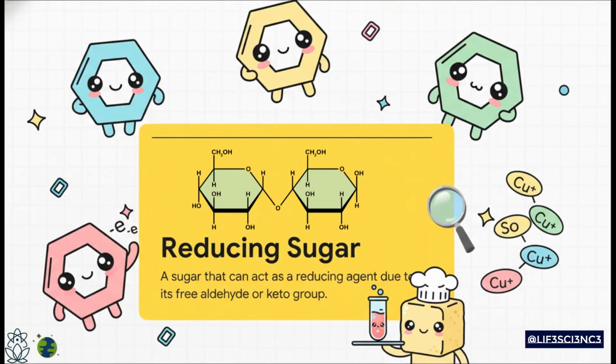So, what on earth is a reducing sugar? It sounds complicated, but the idea is simple. It's just a sugar that's generous. It can donate electrons to another chemical. And for glucose, that generosity comes from one place and one place only, that aldehyde group that's briefly exposed every time the ring pops open.